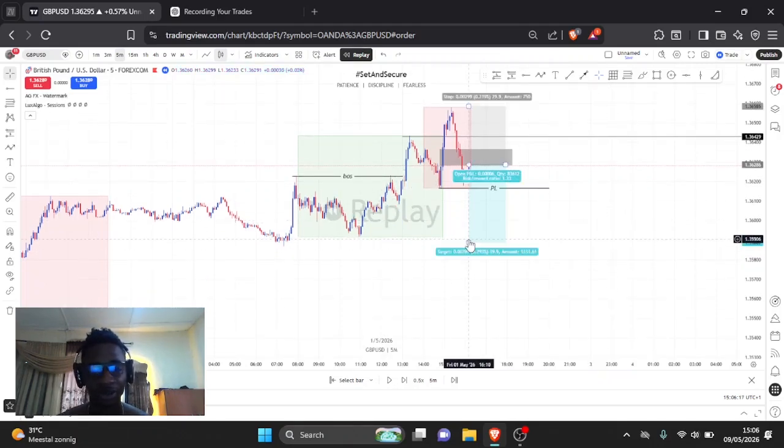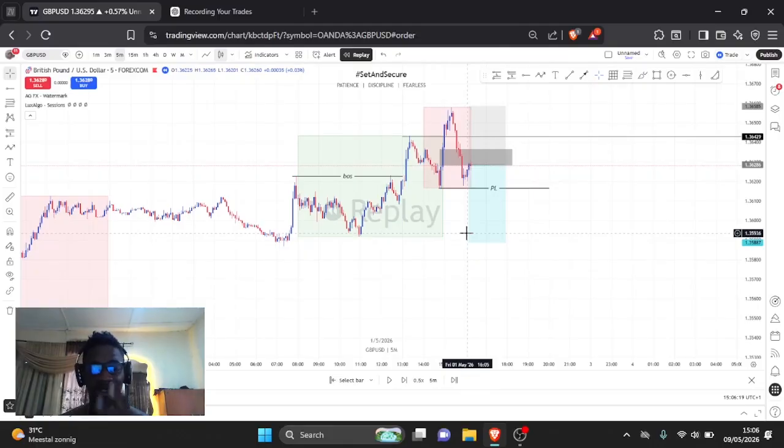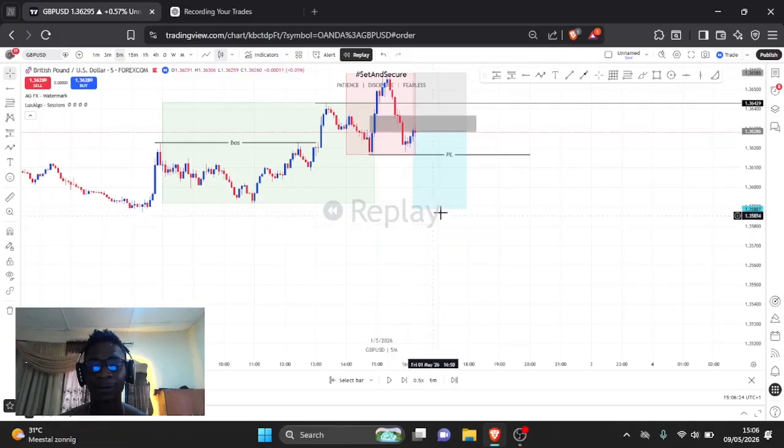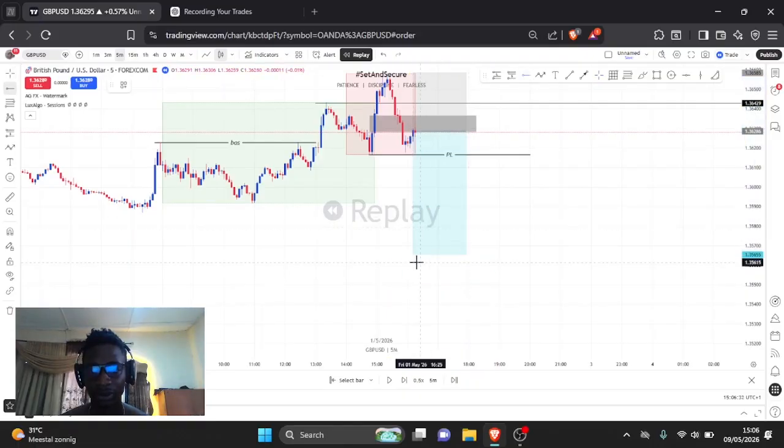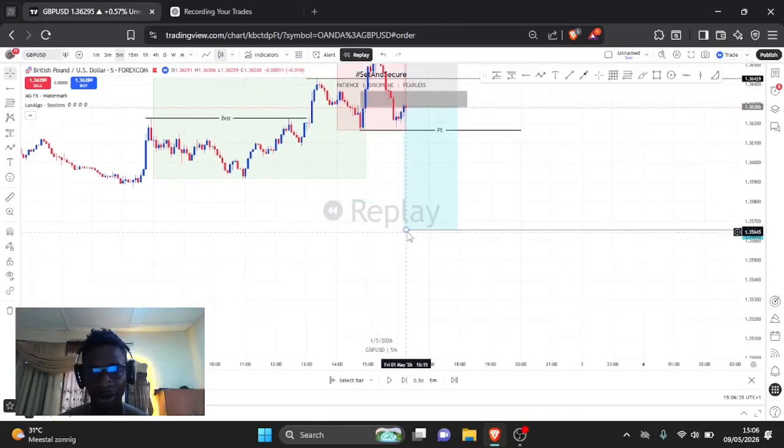So the second thing we did was actually look for the liquidity sweep. Then the third thing we are going to look for right now is going to be looking out for our 2:1. 2:1 is going to be there. Then 3:1.